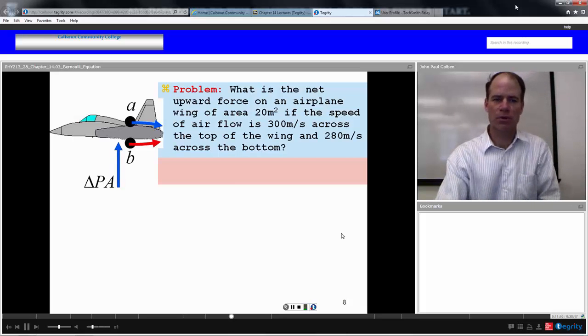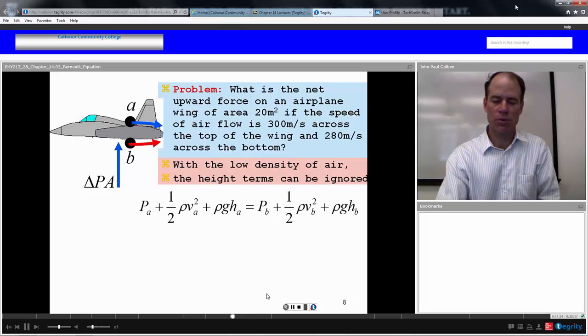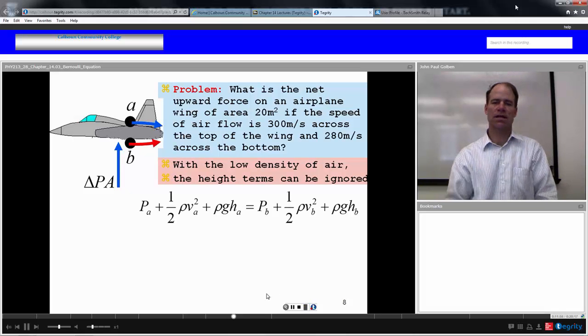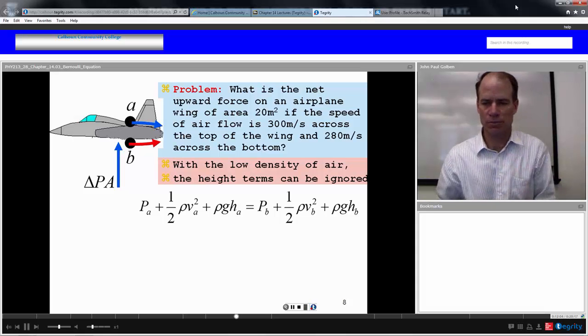Let's apply Bernoulli's equation to point A and point B. It looks like this. Absolute pressure at A plus 1/2 rho v at A squared plus rho g h at A is the same kind of terms at point B.